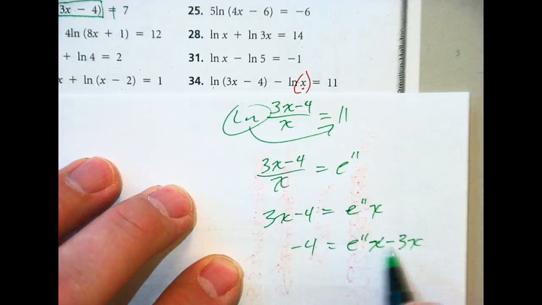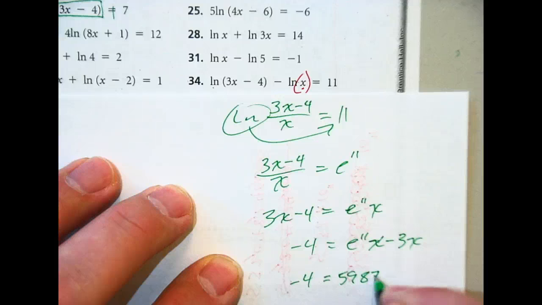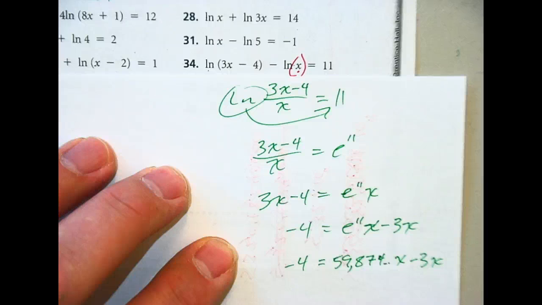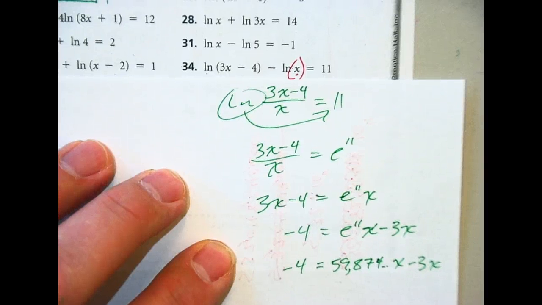All right, now, what does this equal? Well, what is e to the 11th? It's like 59,874.1417. We'll just say blah, blah, blah there. And then x minus 3x. Well, is this going to give me a positive or negative over here? It's a positive on this side. We now have 71 x's, essentially.